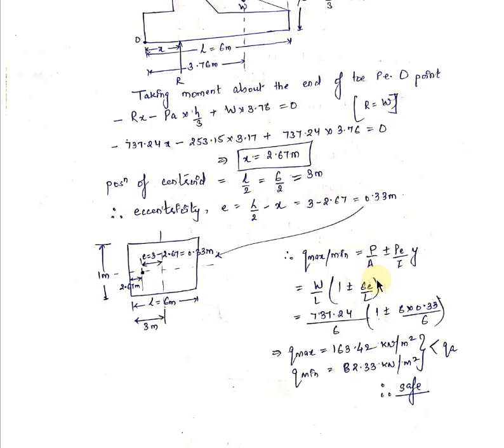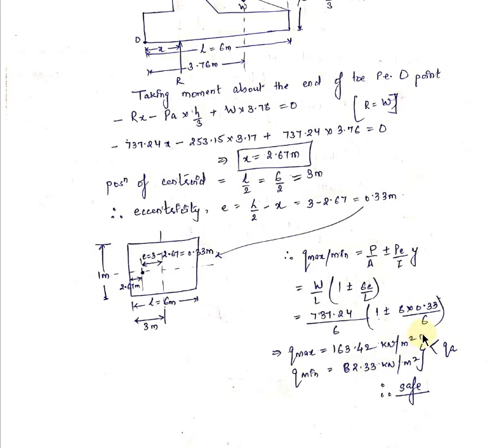Now we know the formula of maximum and minimum stress. So Q max and Q min are equal to W by L, bracket 1 plus minus 6e by L. So put all the values. If you put the plus value, you will get Q max. If you put minus here, you will get Q minimum. So Q max will come out to be 163.42 and Q minimum will come out to be 82.33.